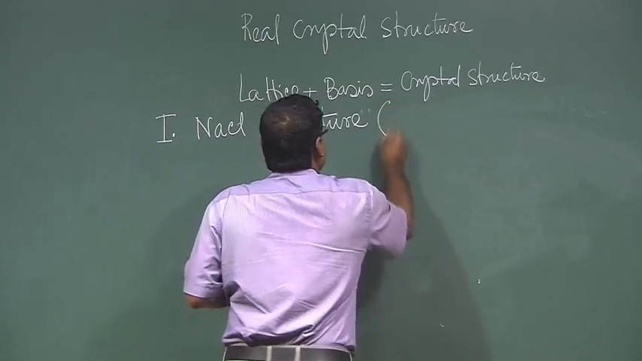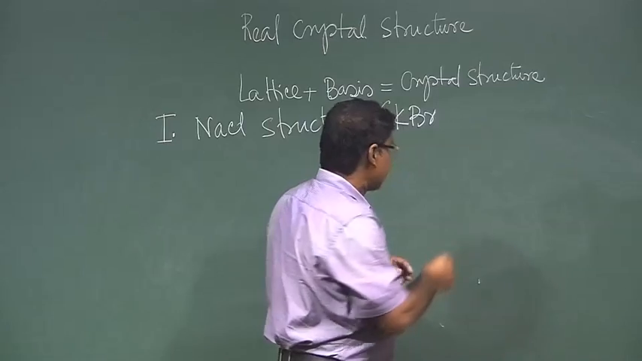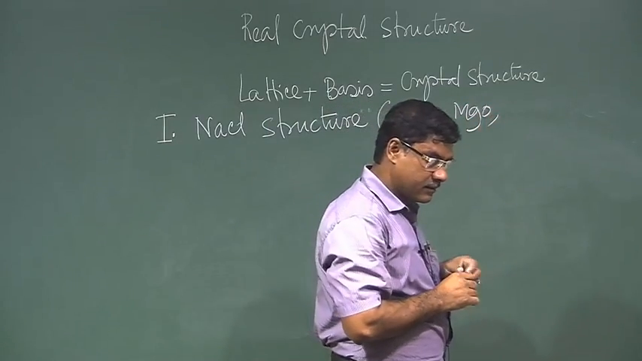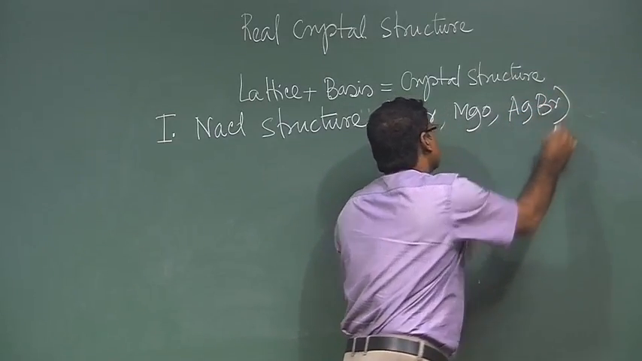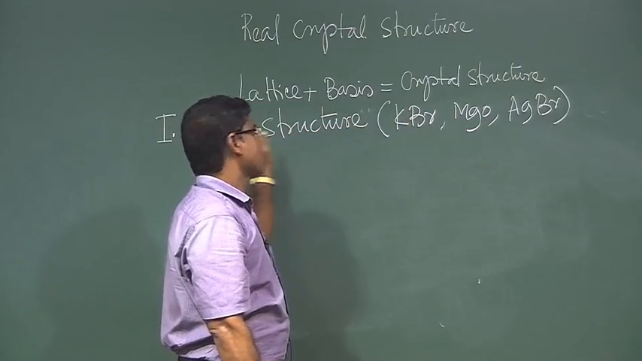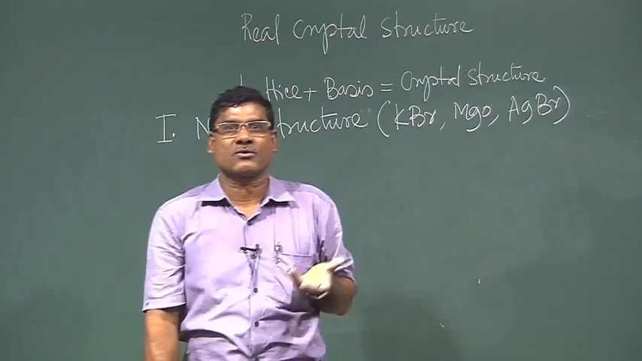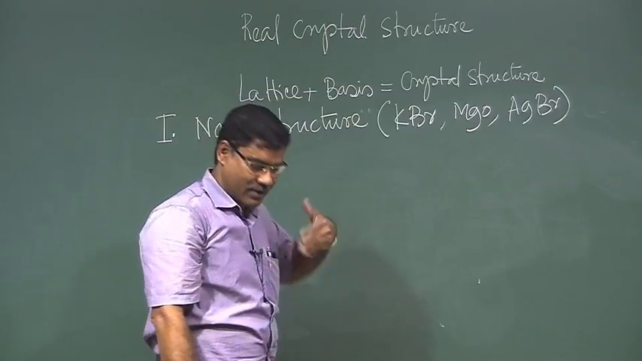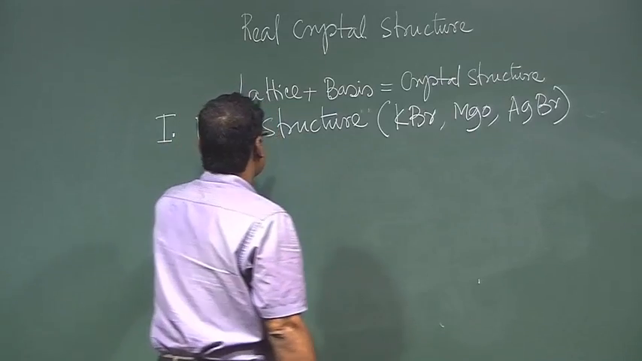So, basically potassium bromide, magnesium oxide, and silver bromide. They are also having the same structure as sodium chloride. So, that is why when we say magnesium oxide follows the sodium chloride structure. Now this is not only for sodium chloride, but this is now a common structure of some materials. So, this is the sodium chloride structure.